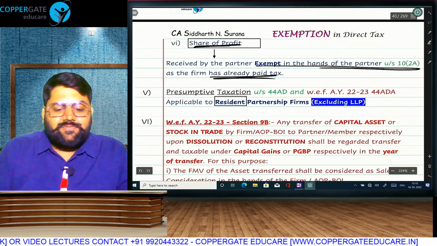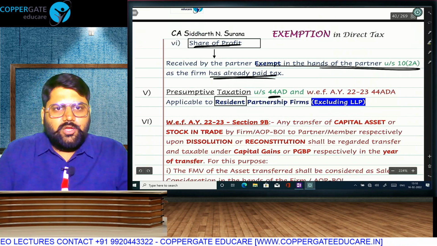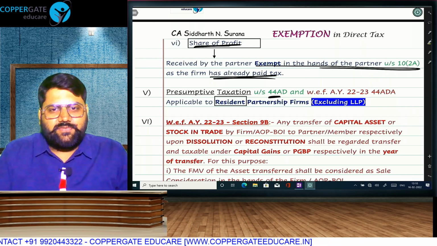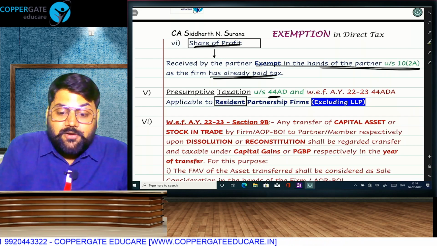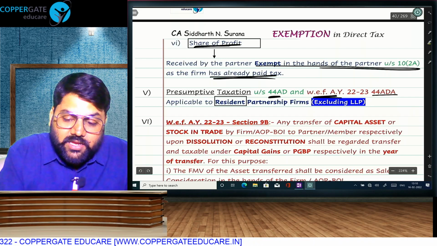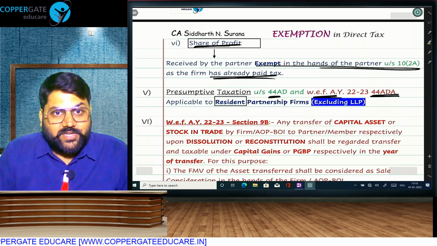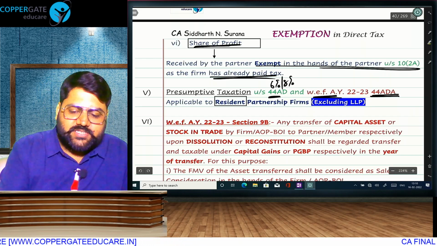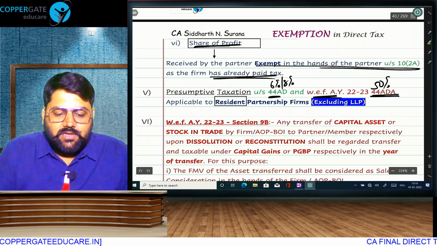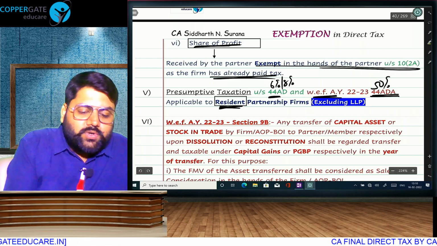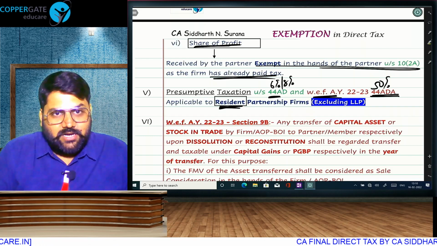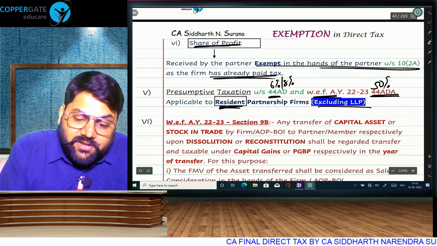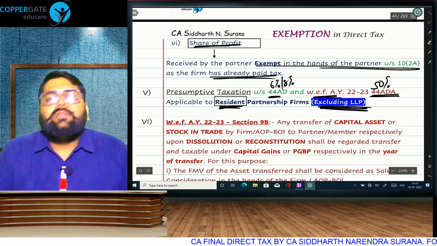Next, presumptive taxation under section 44AD for cash turnover 8%, and for turnover realized in banking channels up to the due date of return filing 6%, and with effect from AY 22-23 even 44ADA for professions 50%. So this is 6%, 8% based on mode of receipt and this is 50%, will be available only to resident firms. That means non-resident partnership firm not eligible. And in resident firm also, LLP will not be eligible.